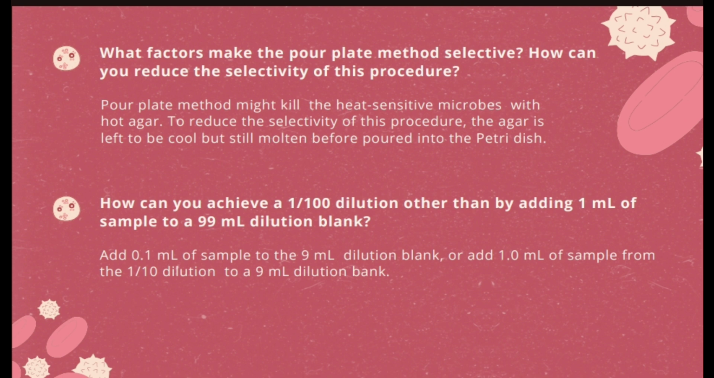The fourth question is, how can you achieve a 1 per 100 dilution other than by adding 1 ml of sample to a 99 ml dilution blank? The answer is, add 0.1 ml of sample to the 9 ml dilution blank, or add 1 ml of sample from the 1 per 10 dilution to a 9 ml dilution blank.